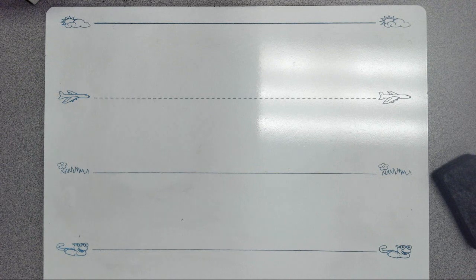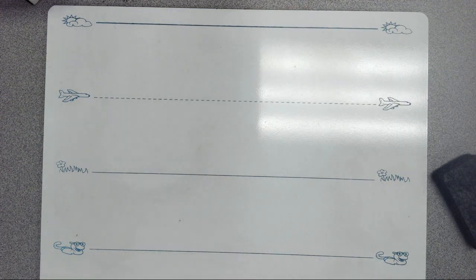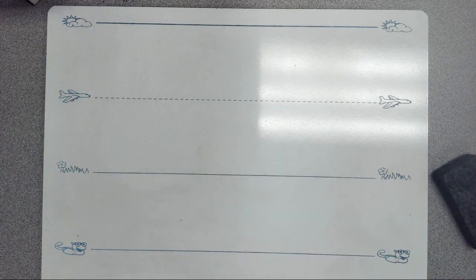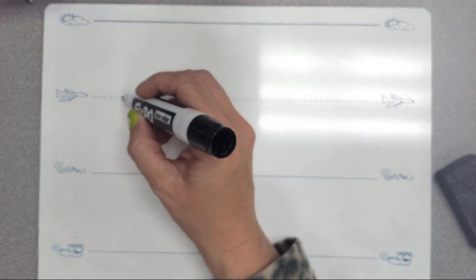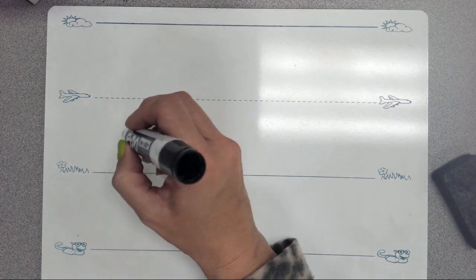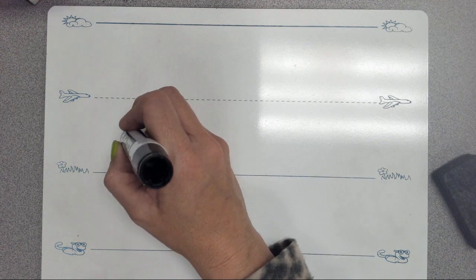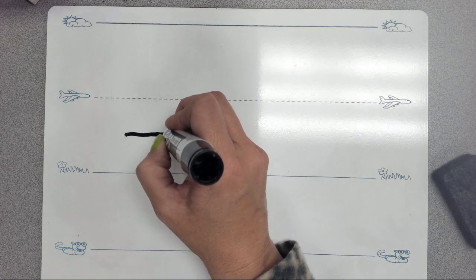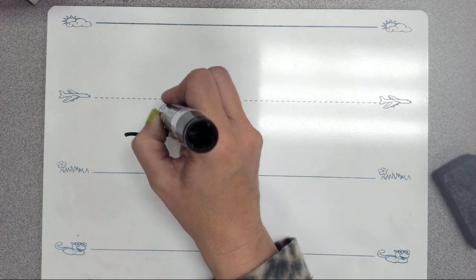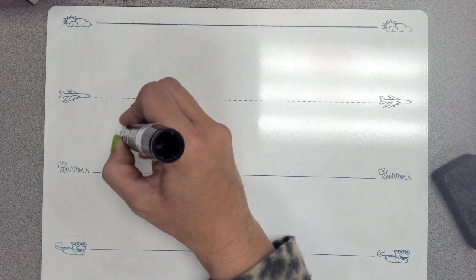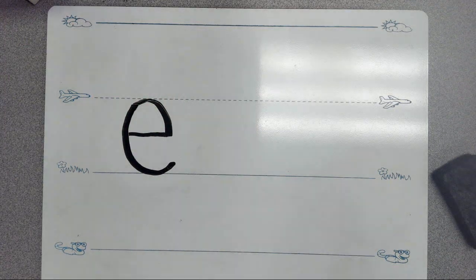Our next letter is E. E, ed, F. This is a special letter because it starts between the plane line and the grass line. So I want you to take your marker and find a spot in the middle between the plane line and the grass line. That is where we're going to start. Now we're going to fly under the plane line, then go up and touch the plane line, and around down to the grass line. E, ed, F.